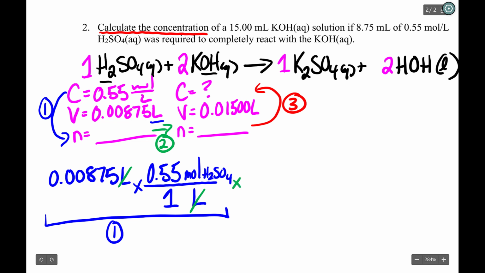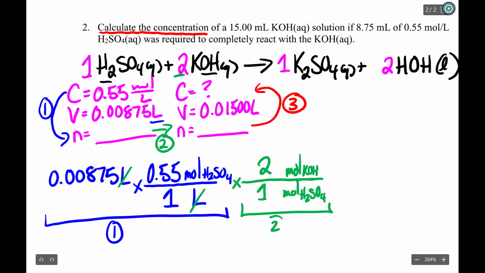In my next step, I need to do a mole-to-mole ratio, the moles of what I want on top. So it's moles of KOH on top, and it was moles of H2SO4 on the bottom. And I'm just putting in my coefficients here. So it would be 2 on top for the KOH, 1 on the bottom for the H2SO4. So this would be step number 2, my mole to mole ratio.